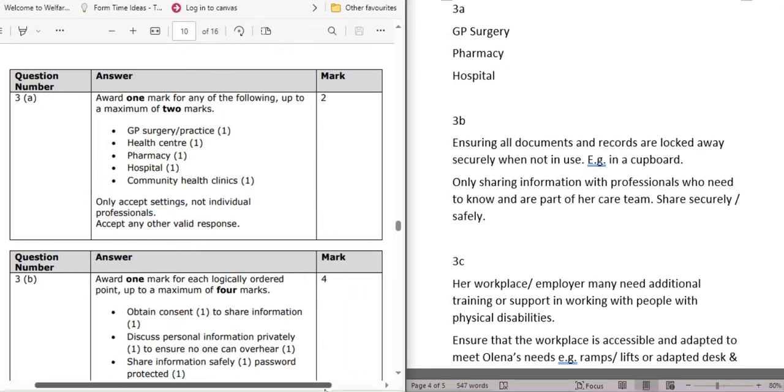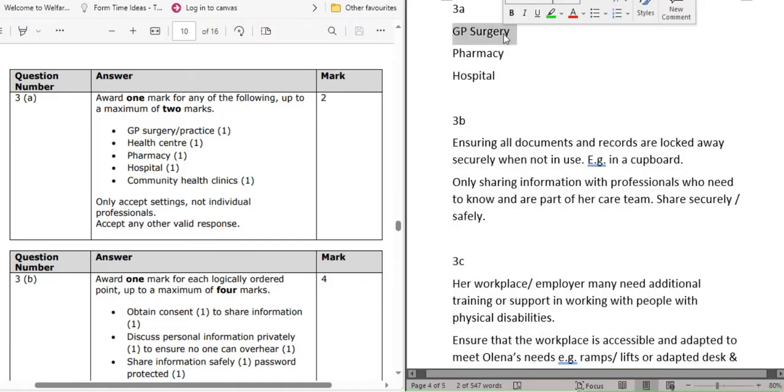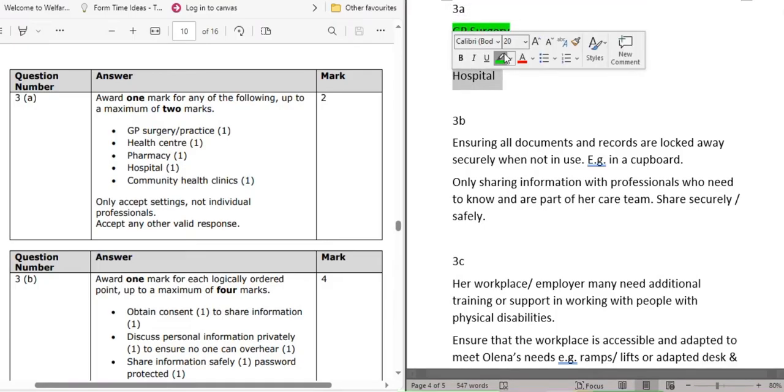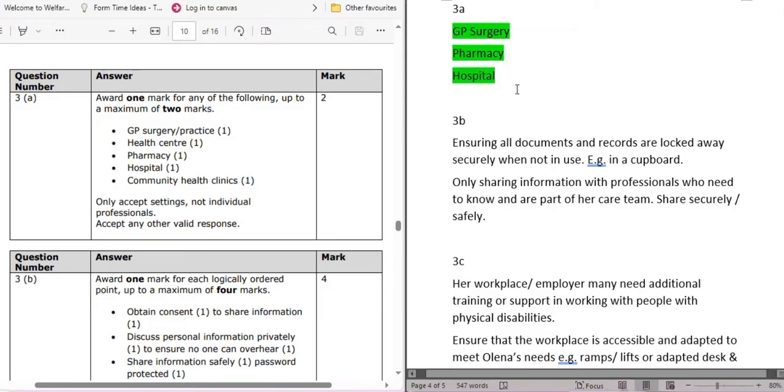So 3A was the settings that would provide support for pain management. We've got GP surgery. That's a nice big tick. And again, as I mentioned, emphasize GP surgery, GP practice, because there's that risk: if you just write GP, they will count it as doctor, not as the place. And that happens vice versa. So if you're writing about GP, try and put GP/doctor to emphasize you're talking about the people, not the place. We've got health centre, pharmacies on that list. That's a nice tick. And we have hospital. I know you can't get more than 2 marks, but we've put 3 ideas. So we've got a little bonus there that we didn't need, but that one's correct.